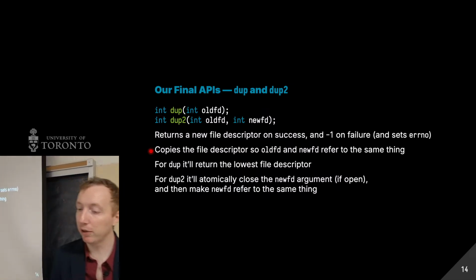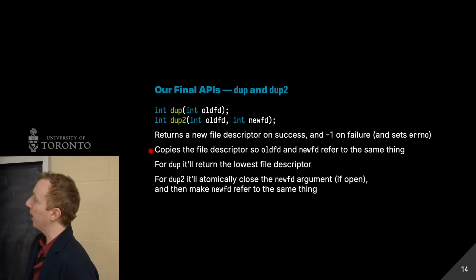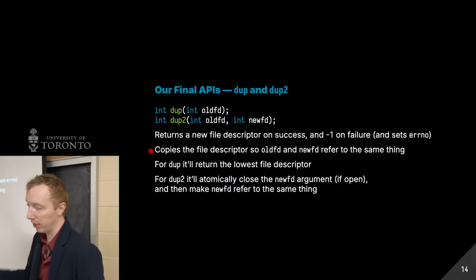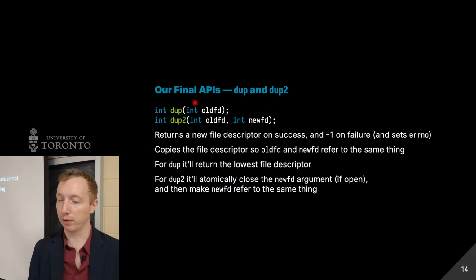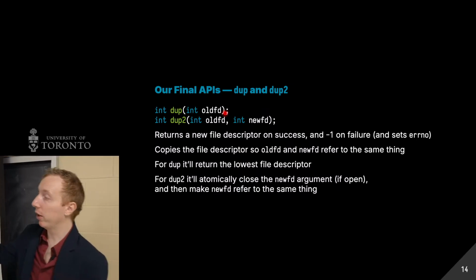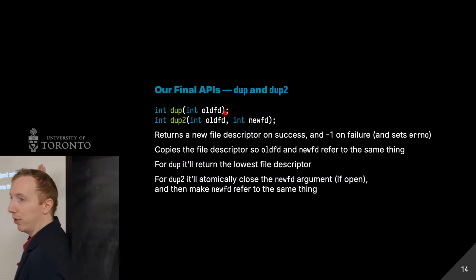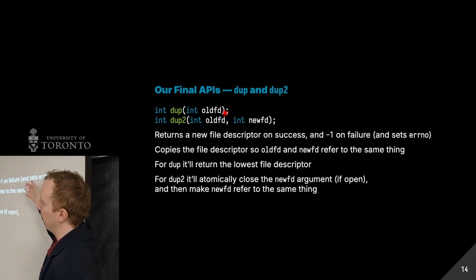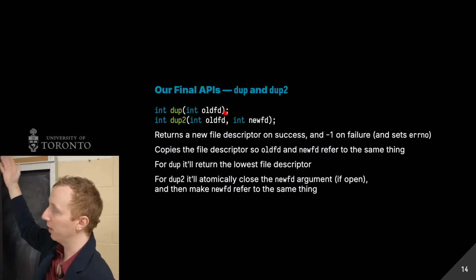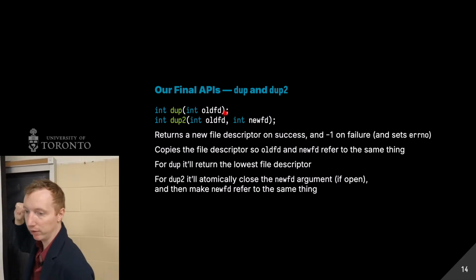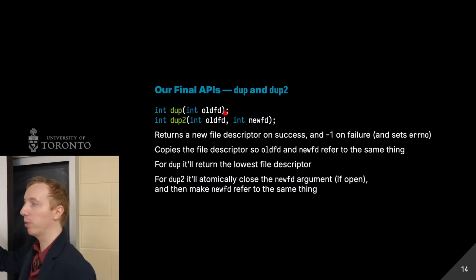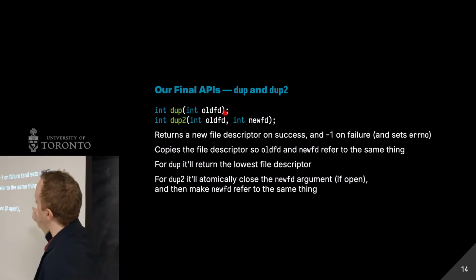So it copies the file descriptor such that the old file descriptor and the new file descriptor point to the same thing. For dup, it returns the lowest file descriptor. For dup, the file descriptor argument, again, think of file descriptors as pointers to something that you can read and write bytes to. So the old file descriptor is just an index to some pointer that points to some resource. So it will return you a new file descriptor, or a new index, that also points to that same resource.